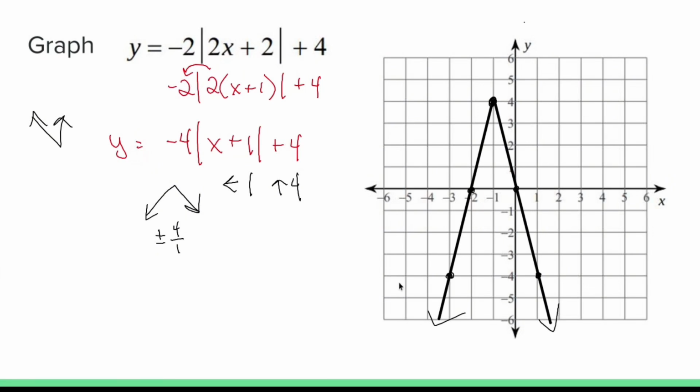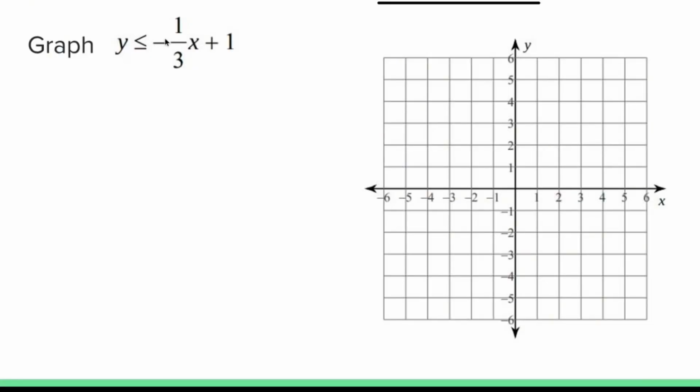Now you could have made a table or a chart or whatever, but who wants to do that? Graph y is less than or equal to -1/3 x plus 1. This is an inequality, and with inequalities, you're looking at two things out of the ordinary. First off, what type of line do you have? Is it solid or dashed? And second, where do you shade?